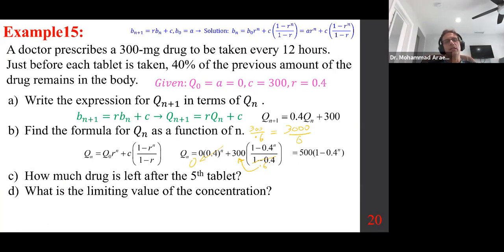The reason we do that is for the last part, when we want to find the limiting factor. How much drug is left after the 5th tablet? I hope you remember what we did before. When they asked it in the beginning, we would make up a table and basically use this formula. That's the concept. N equals 1, N equals 2, so on and so forth. Now, because we have this formula, replace the N with 5. And that's your answer.